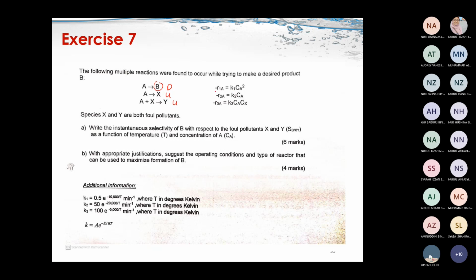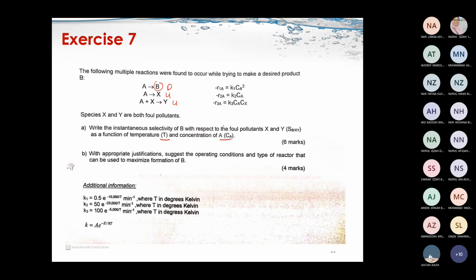Okay, so it has been given what is negative R1A, negative R2A, negative R3A. Okay, and then you need to write the instantaneous selectivity of B with respect to the two pollutants X and Y, which is the selectivity of B over X and Y, the desired over undesired one, as a function of temperature T and concentration.